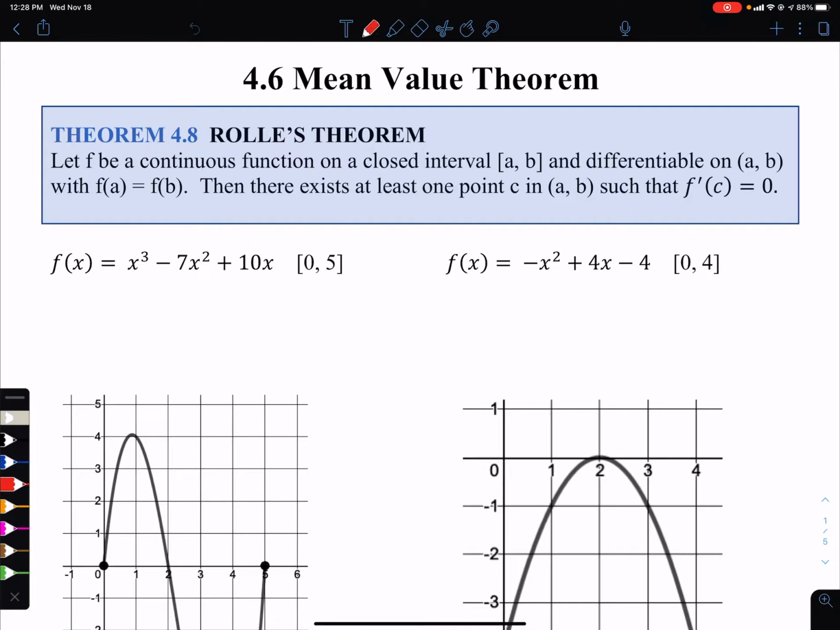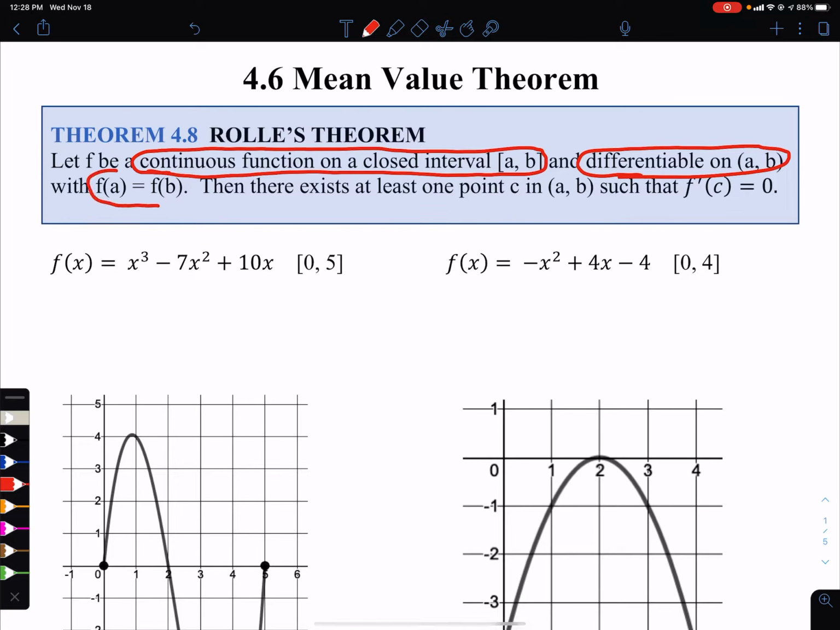So certain conditions: continuous on a closed interval from A to B. That is the first requirement, must be true. Second thing that must be true: differentiable on the open interval from A to B. If you don't know the difference between a closed interval and open interval, you should find out. That's important. And the third condition: f of A equals f of B.